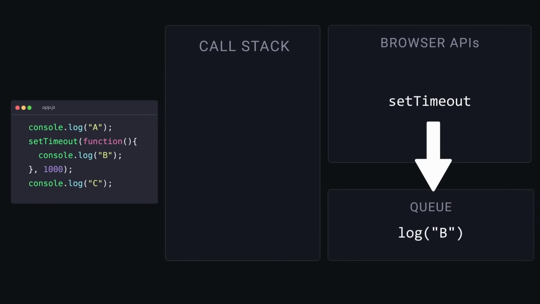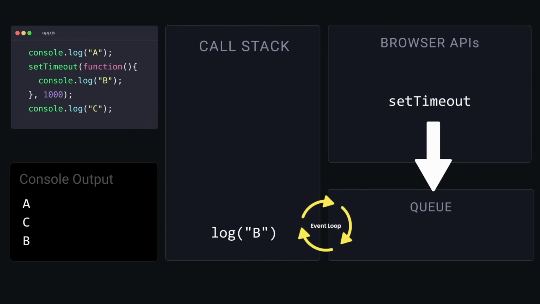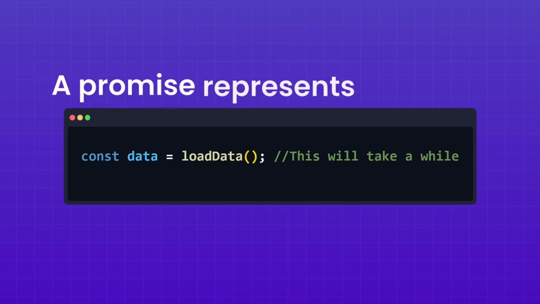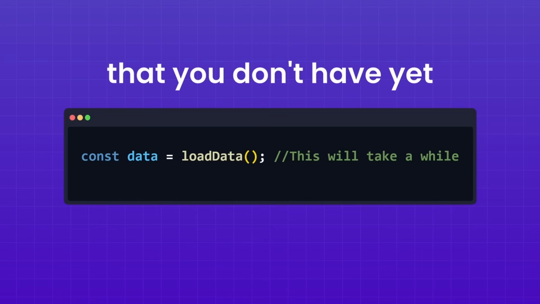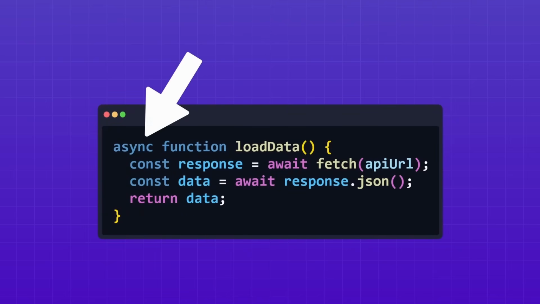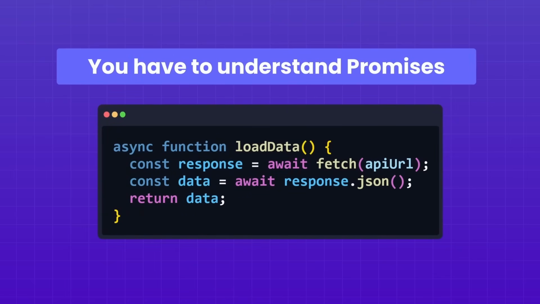Now, what exactly does the event loop do? Its job is simple. It checks if the call stack is empty. If it is, the next task from the queue is pushed onto the stack and executed. So the event loop constantly checks the stack and the queue. This is how JavaScript handles slow operations without blocking the page. And a simple way to write asynchronous code is with promises. A promise represents a value that you don't have yet. It comes from an asynchronous operation, which means you have to understand promises if you want to work with APIs or a backend system.